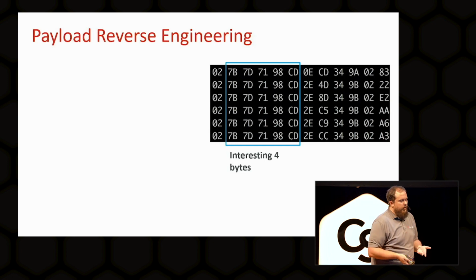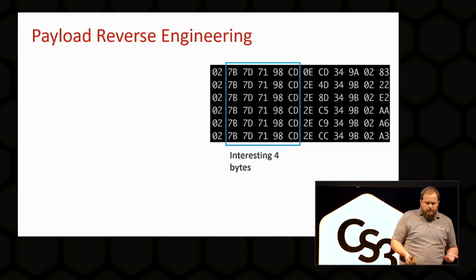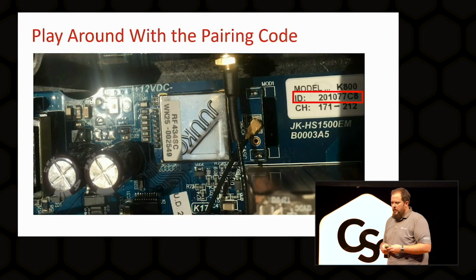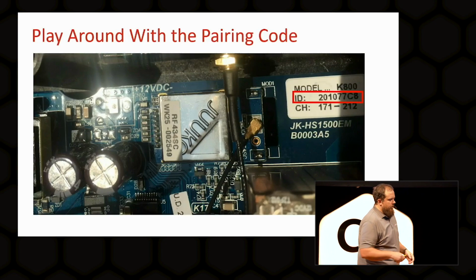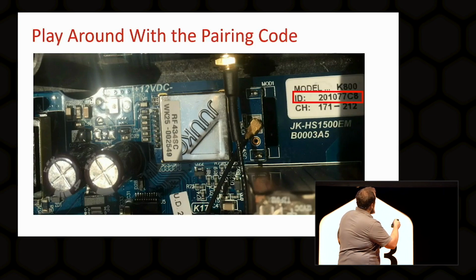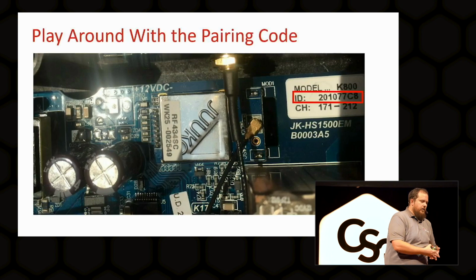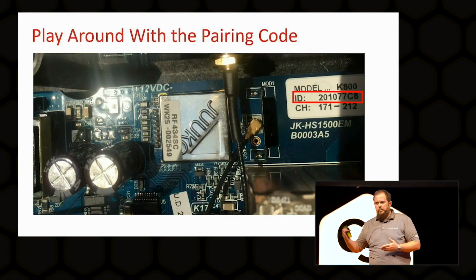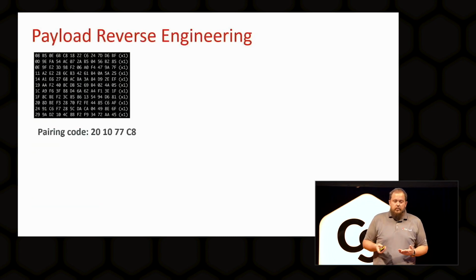So what's going on and what is this? So we then realized that when we opened up the case, this thing up here was also the thing in the software that was called the pairing code that pairs the transmitter to the receiver. So what we then did was change our pairing code to all zeros.